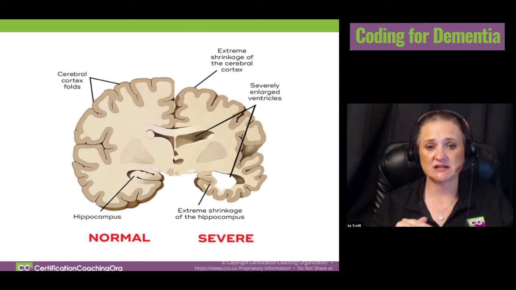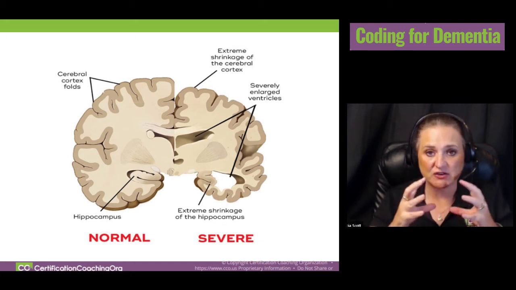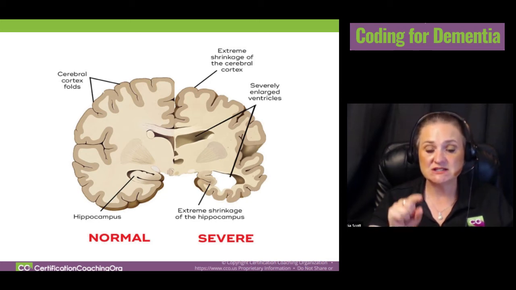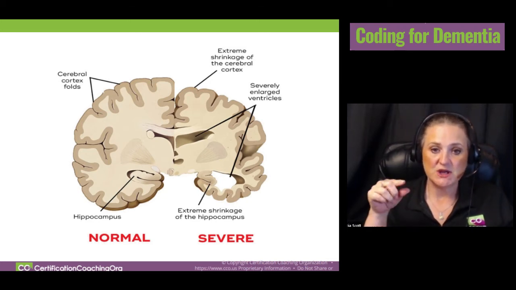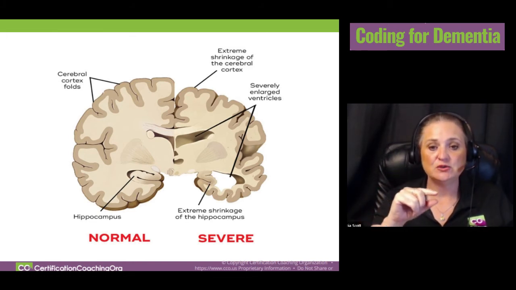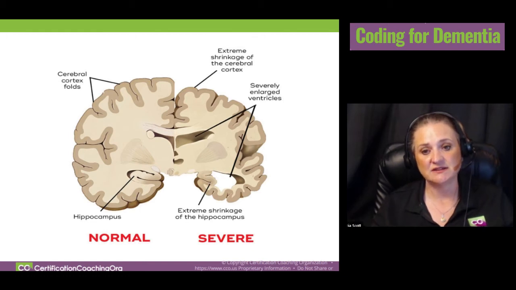So the cerebral cortex folds, that's all the little wrinkles in the brain. We want to see them have deep wrinkles and really bunched together real tight. The hippocampus also needs to look just like that. It is a part of the brain, like a big fold in the brain. And if you look at the opposite side, we see that it is misshapen.